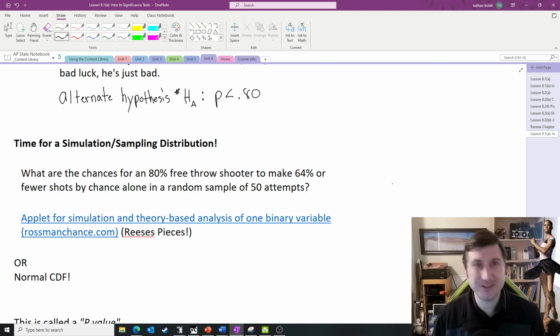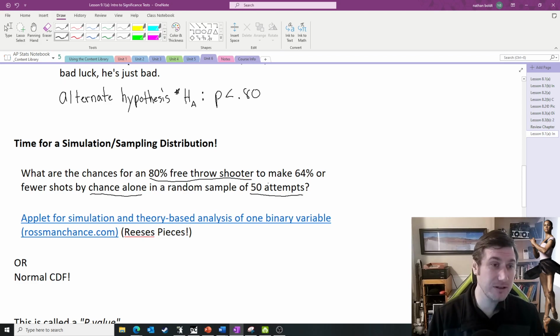What are the chances for an 80% free throw shooter? All right, we're going to assume Bolt is telling the truth. What are the chances of an 80% free throw shooter to make 64% or less shots by chance alone? They're just having a bad day. We happen to get a bad sample from him in a random sample of 50 attempts.